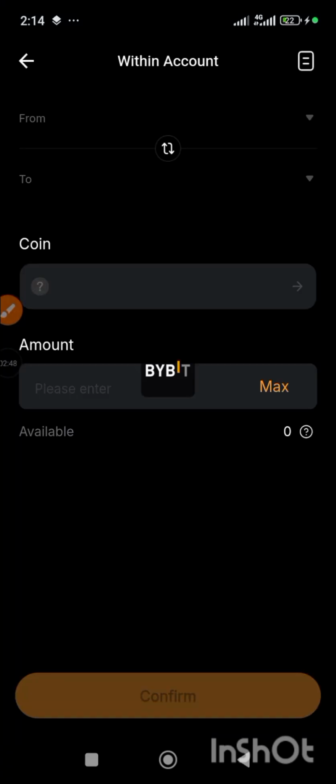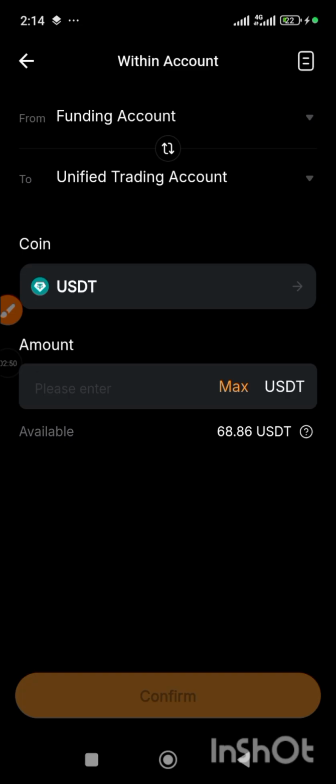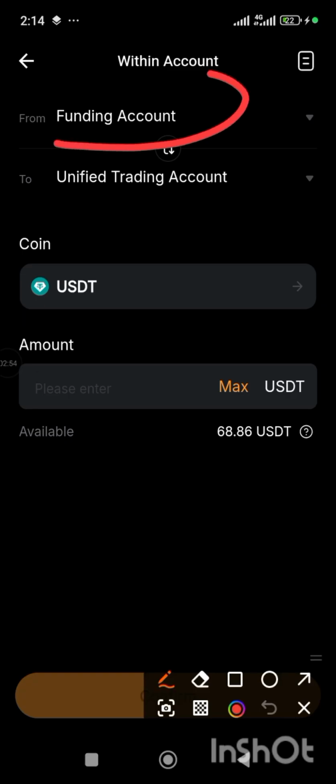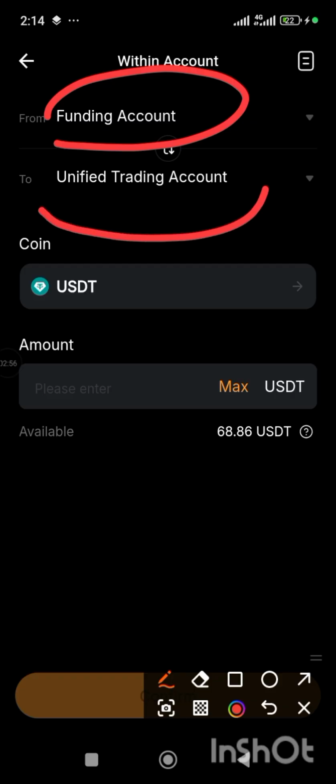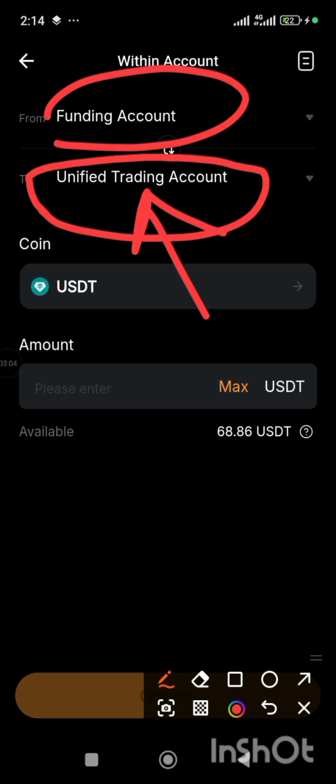Once you click on transfer, it will bring this space where you move money from funding to trading account. Look at it here. This is my funding account. This is my unified trading account. Your USDT must be in this trading account before you can make use of it for spot trading.